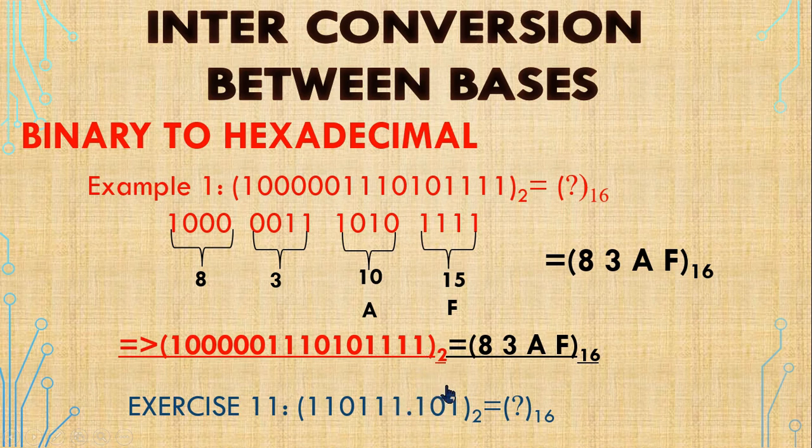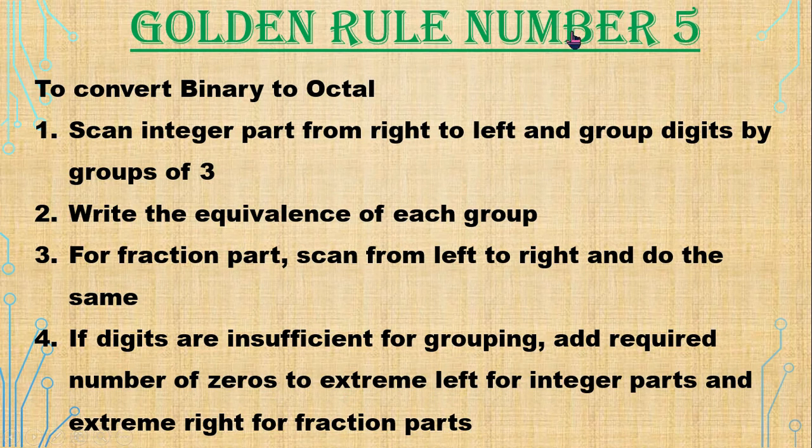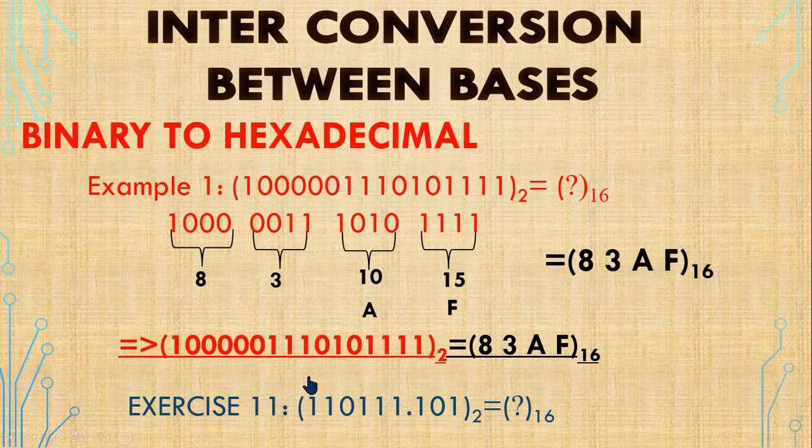We group in 4s. Therefore, our golden rule number 5 will be to convert from binary to octal. We scan the integer part from right to left and group digits by groups of 3. Now we write the equivalent of each group. For fraction parts, scan from left to right and do the same. That's the difference. If digits are insufficient for grouping, add the required number of zeros to the extreme left for integer parts and extreme right for fraction. This number 4 is very important. This is the hint for you to do exercise 11.